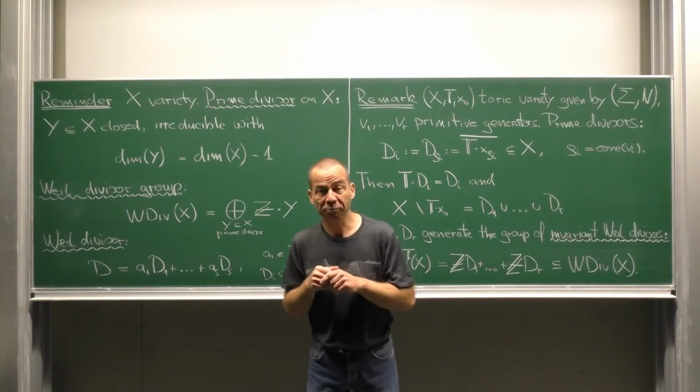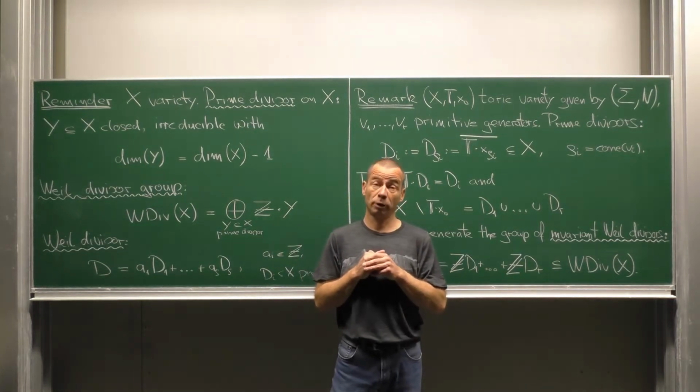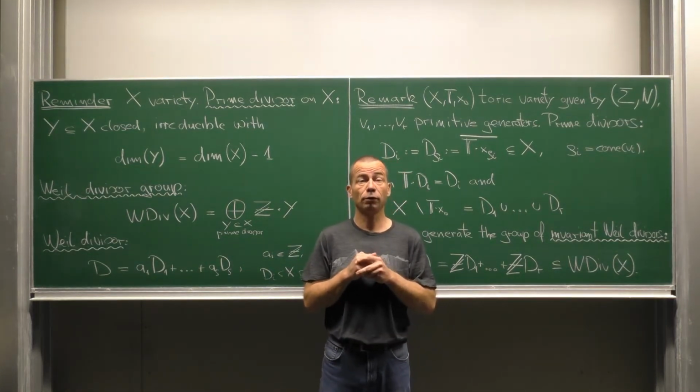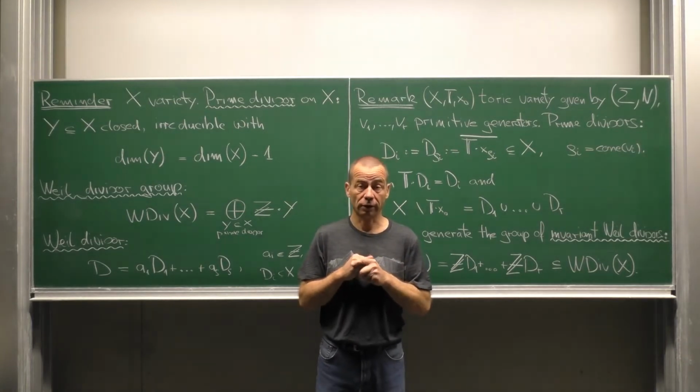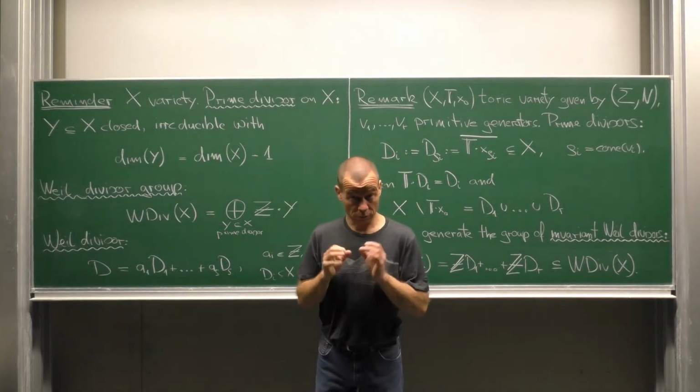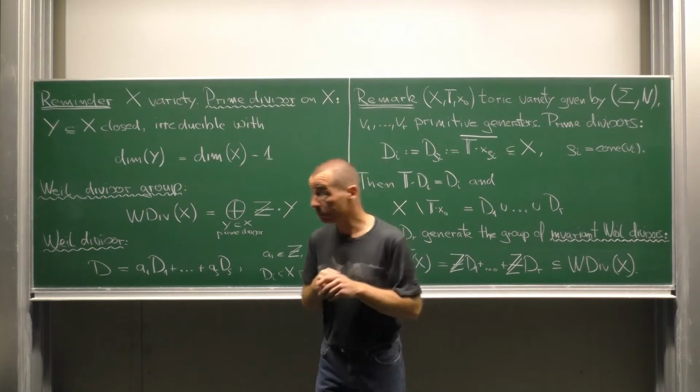Hello everybody! In this clip we determine the divisor class group of a toric variety in terms of its defining lattice fan. First we recall the concept of divisors.